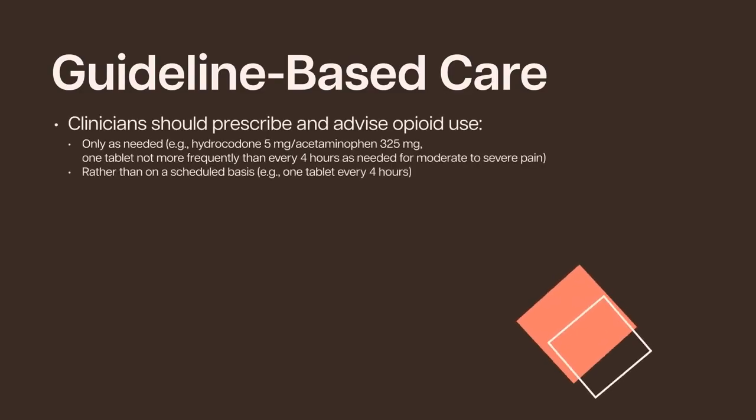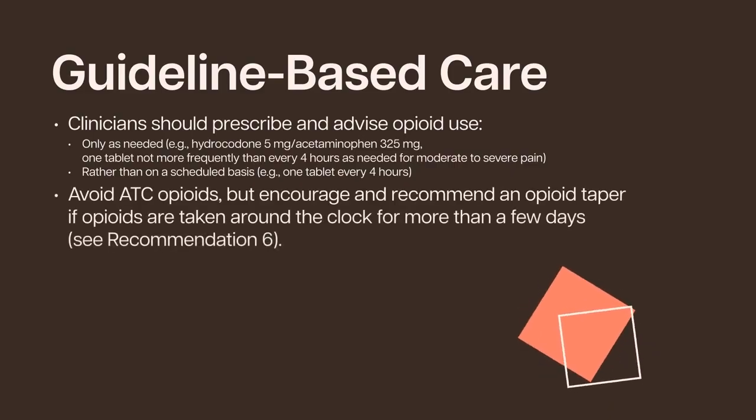When prescribing opioids, make sure to write your prescriptions for only as-needed use. For example, hydrocodone 5 milligrams, acetaminophen 325 milligrams, 1 tablet not more frequently than every 4 hours as needed for moderate to severe pain, rather than prescribing them on a scheduled basis. That would be 1 tablet every 4 hours, for example. In general, avoid around-the-clock opioids and scheduled opioids. But should you encounter a patient who's been on around-the-clock or scheduled opioids, consider a taper if this has been an ongoing dosing schedule for more than a couple of days.